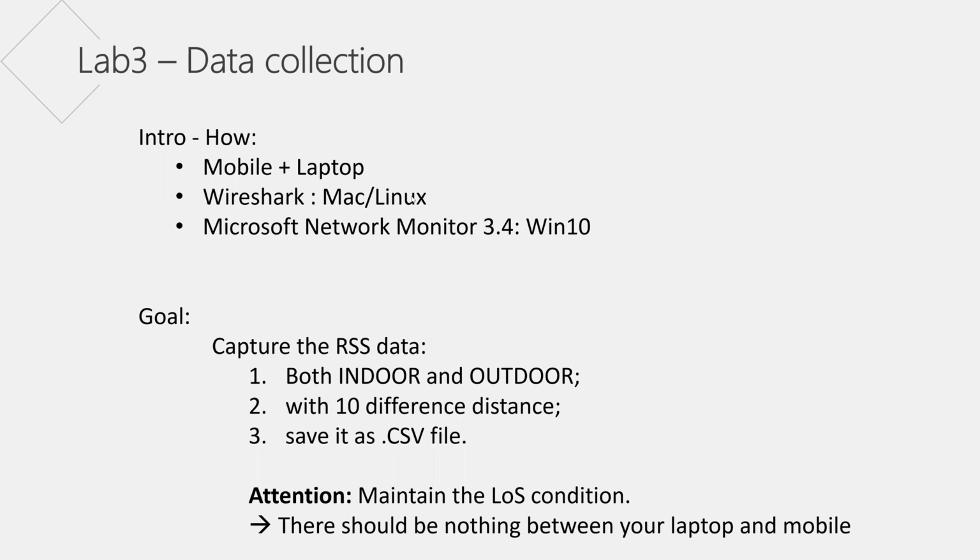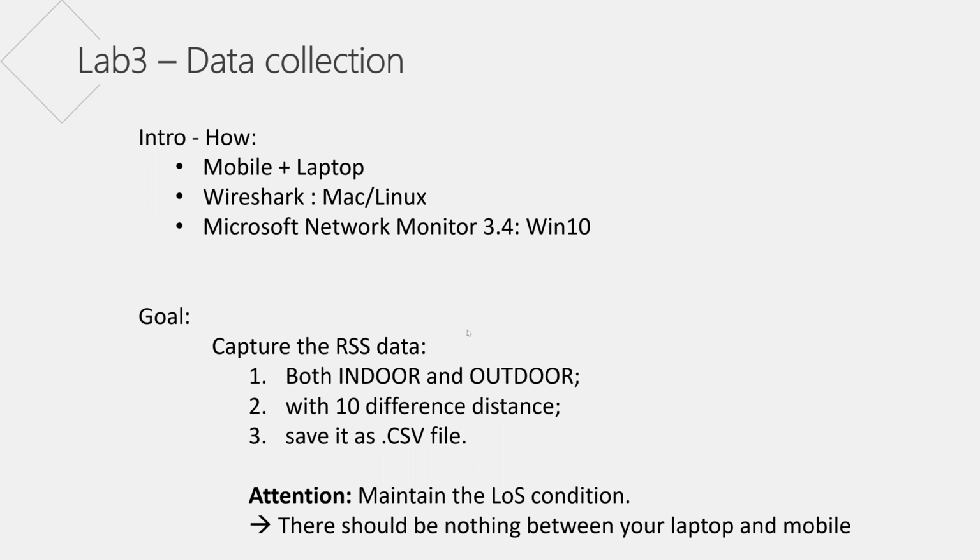So at first, what should we have? We have at least one mobile phone and a laptop. If you are using a desktop, you may have some trouble capturing the data outdoors. So you had better have a laptop, but it depends on you. For Mac and Linux, we are using Wireshark to help us capture the packets. And for Windows 10, we are using the network monitor to capture the packets, which is the same as Lab 2.